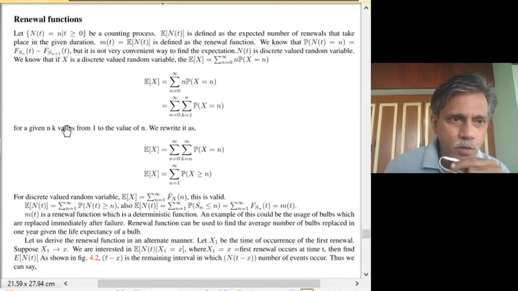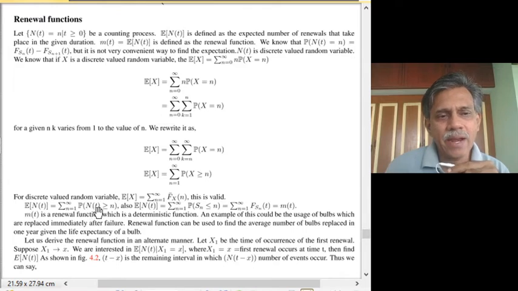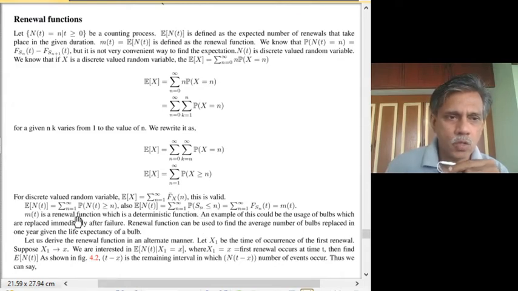So we can use this: the expectation of N of t is sigma n equal to 1 to infinity probability N of t is greater than or equal to n, and can be written like this. And therefore we know that N of t greater than or equal to n is equivalent to Sn being less than or equal to t. So we can write this in this manner.